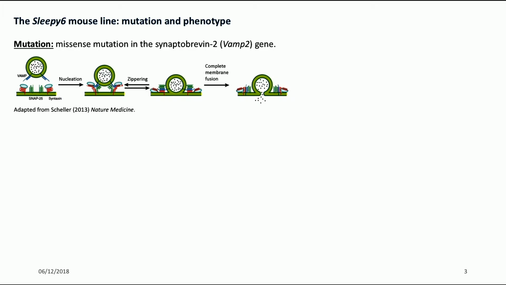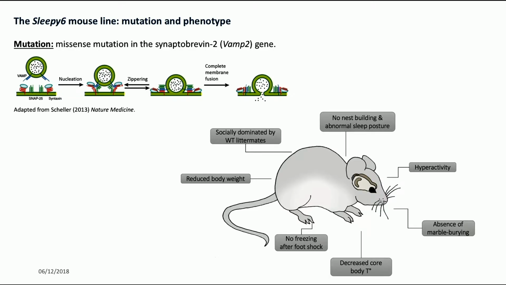As you can see on this little diagram, VAMP2 is very important for exocytosis or vesicular fusion. It's part of the SNARE complex where it interacts with SNAP25 and syntaxin 1A to lead to this vesicular fusion. VAMP2 is widely expressed across the brain and throughout the body as well. There's another VAMP protein, VAMP1, which can't replace the function of VAMP2, at least not as far as we are aware.